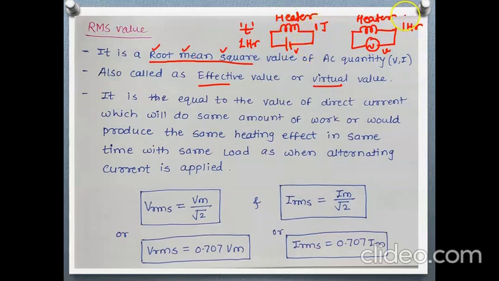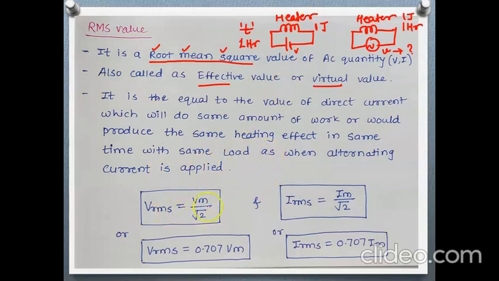Then, to get 1 joule of work within 1 hour, the amount of AC current or AC voltage required is called the RMS value of that AC quantity. Within the same time with the same load, how much value of voltage is required to produce the same effect is known as the RMS value.